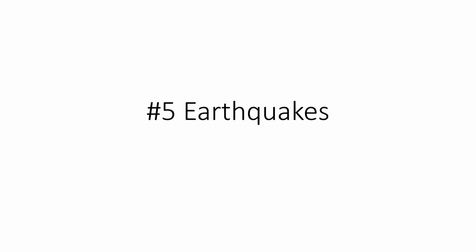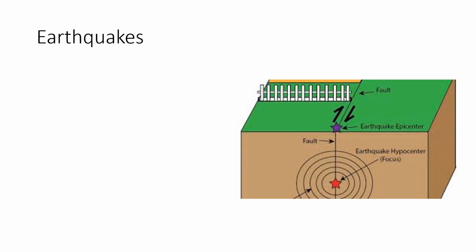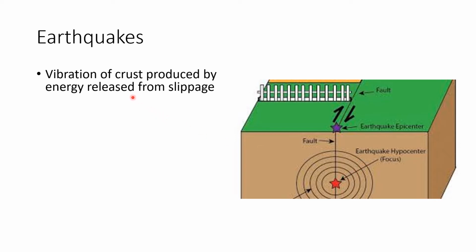Here is Unit 5, Geology, Lesson number 5, Earthquakes. So we've learned that the crust is always moving, and sometimes when it moves, it kind of slips in a way that generates a bunch of energy that radiates out through the rock. So a good definition we can use for earthquake is just vibration of crust produced by energy released from slippage.